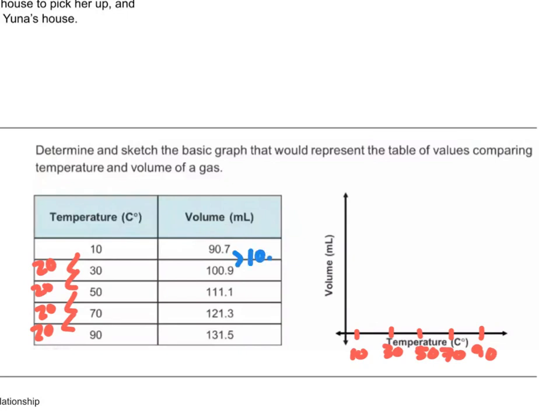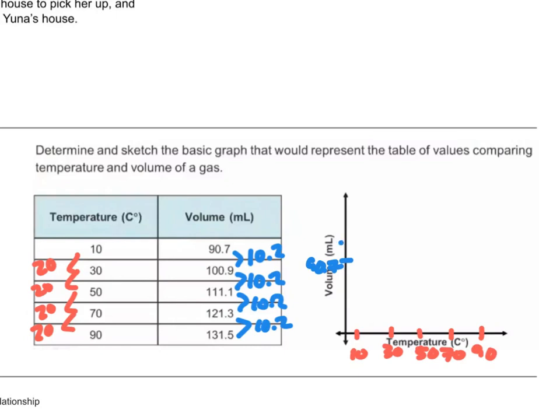Was it 10.2 for each one? Okay. So as temperature increases by 20 each time, the volume increases by 10.2. Okay, now we can come here, and I'm just going to put in 90.7.